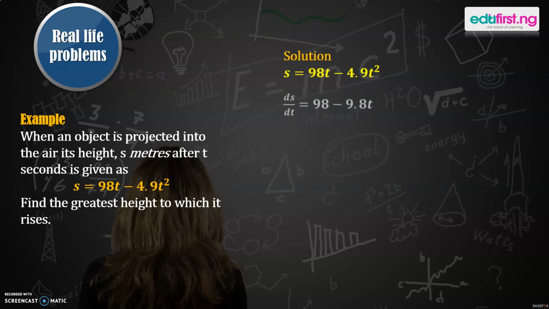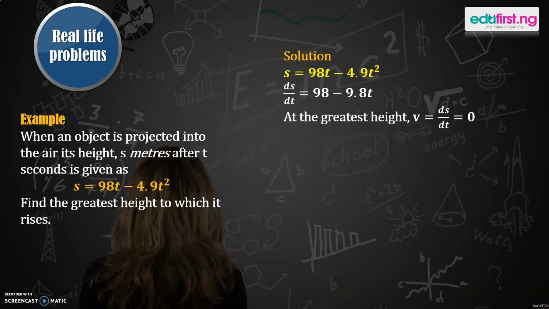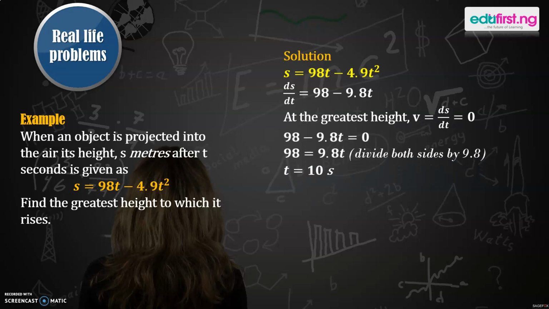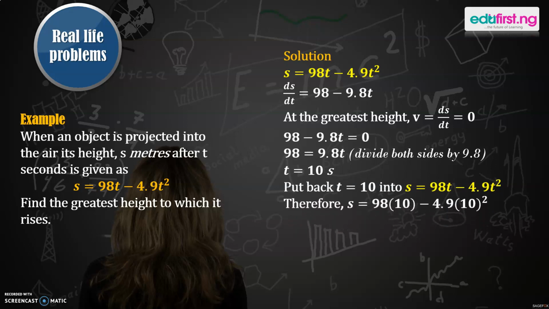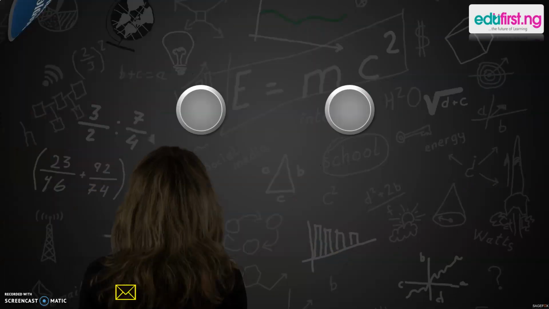So we're given the equation. Therefore, velocity, which is ds/dt, is 98 minus 9.8t, and we equate that to 0. When we solve that, we're going to have t equal to 10 seconds. Next, we substitute t equals 10 seconds into the original equation to have s, the greatest height, equal to 490 meters.